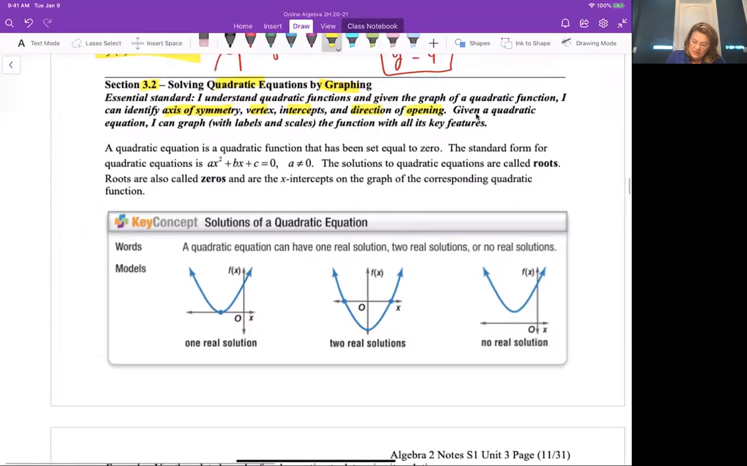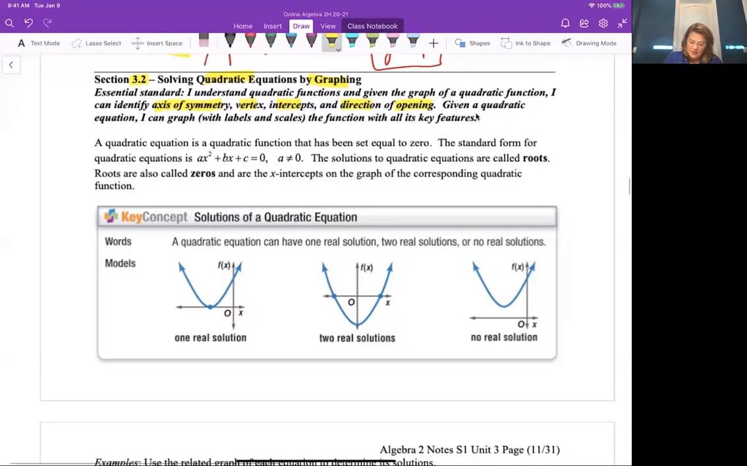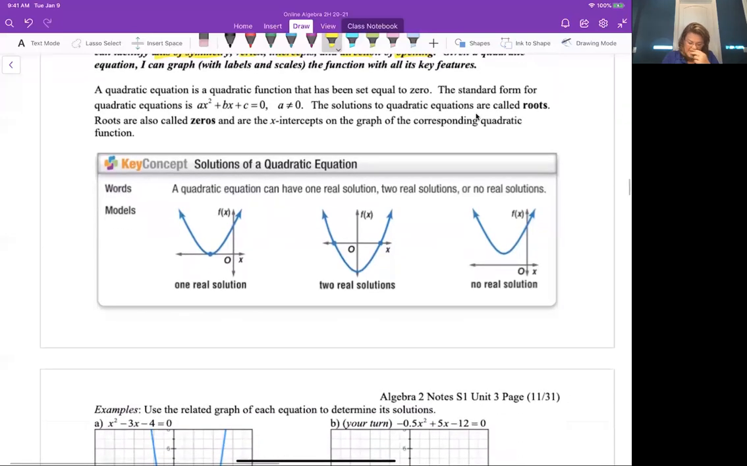That was the same essential standard from yesterday. And then given a quadratic equation, I can graph with labels and scales and the function with all of its key features. Same essential standard from yesterday. So a quadratic equation, I'm going to just highlight that word, equation, is a quadratic function. Those are two different things. We'll talk about that for just a minute. That has been set equal to 0.